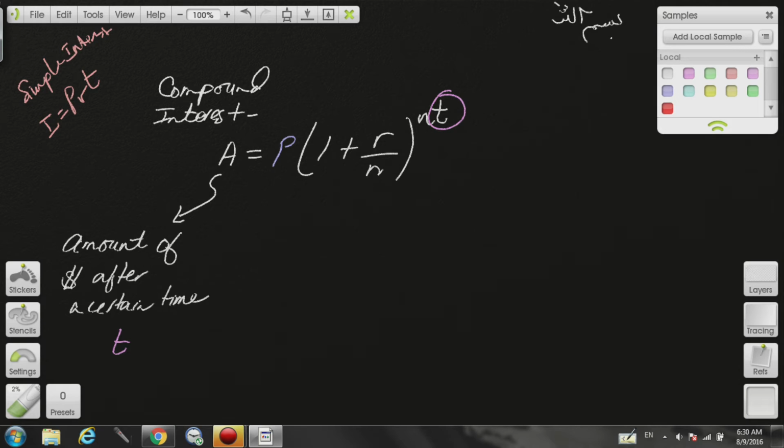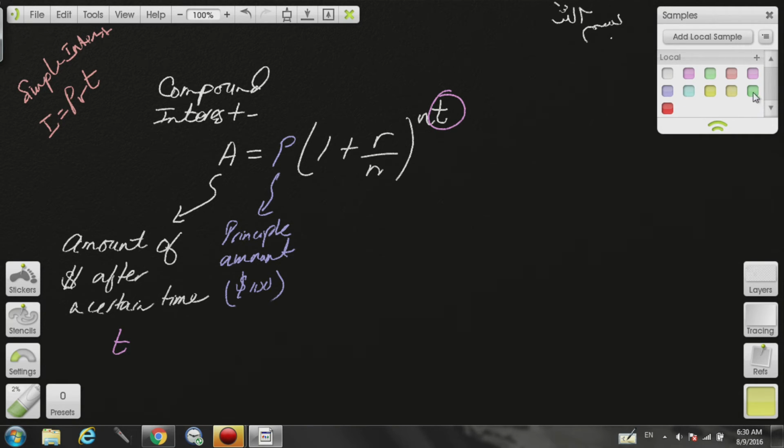So if somebody deposits $100 in the bank, how much money will they have after 1 year, 2 years, 3 years, 5 years, 7 years? That's time. So the amount of money they have in the bank is a function of time. Time is the independent variable, or x, and that's why this is an exponential function. A is the amount of money the person has in the bank after a certain amount of time t. P is the principal amount, in other words the amount deposited in the beginning. In our example, it was $100, the money the person puts in the bank in the beginning.